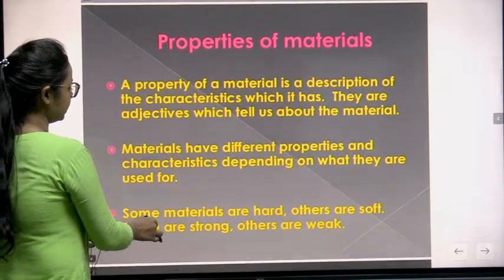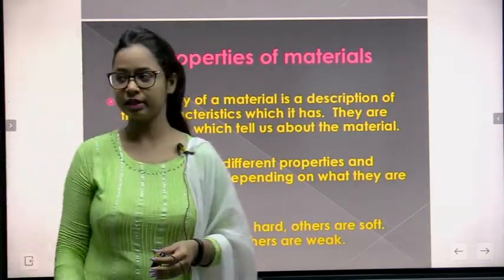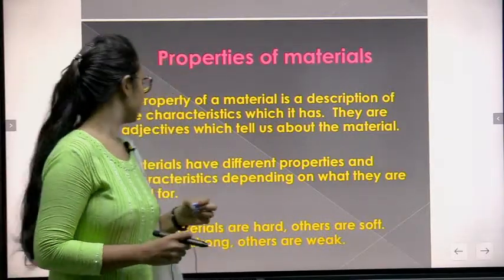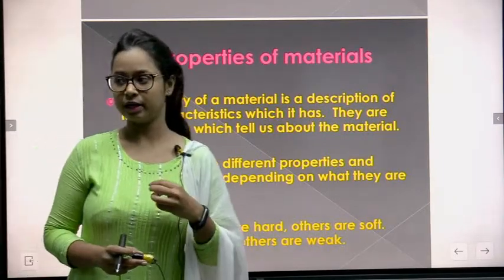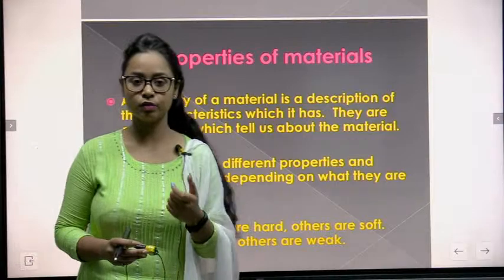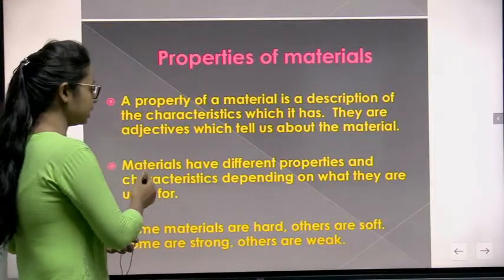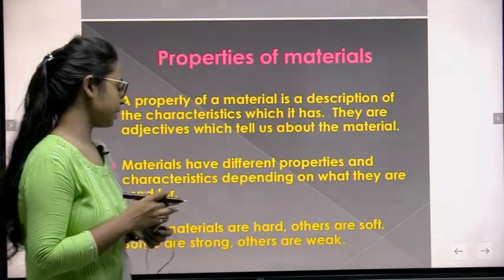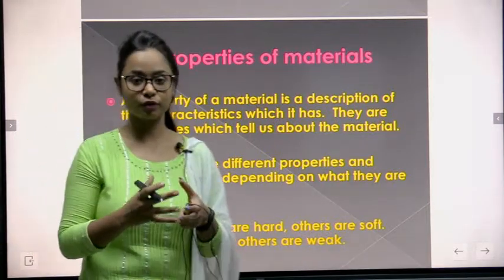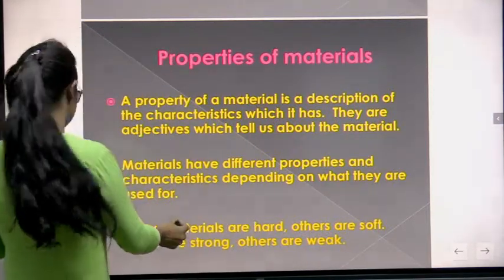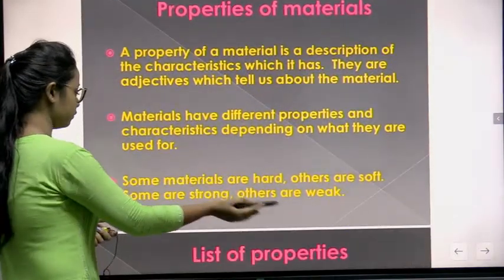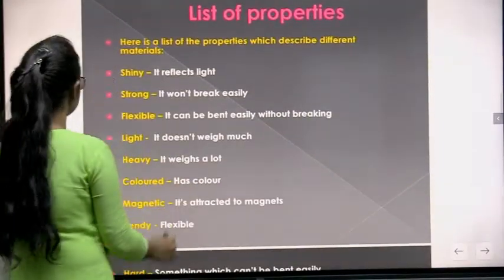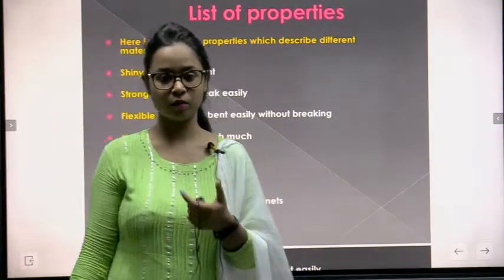Now, properties of materials. A property of a material is a description or a characteristic which it has. They are the adjectives which tell us about the material. Adjective means a particular term you are using for a particular thing. So, materials have different properties. That's why you can easily group things, depending on what they are used for. What is the purpose of using a particular kind of material? Some materials are hard, whereas some are soft, whereas some are strong and others are weak. These are the terms or adjectives which we use to describe a particular thing or object.